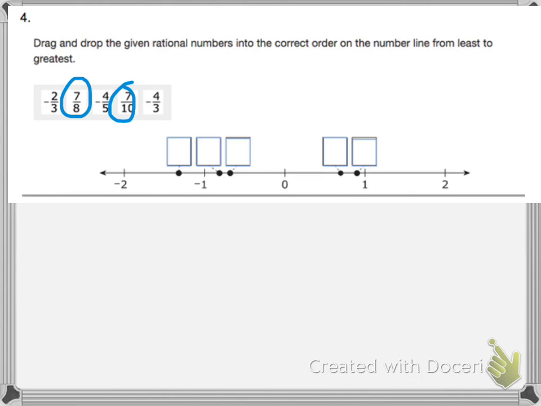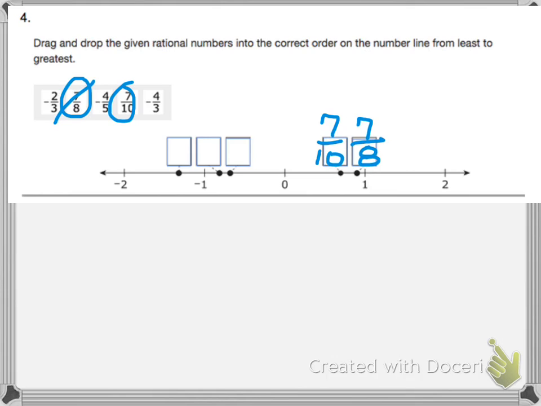You should know, since they have the same numerator, that the one with the smallest denominator is actually the larger number. So 7 eighths would be the one closest to 1, because think about it, 7 out of 8, you only need one more eighth to be one whole. And then I'll cross that one out. And then 7 tenths is just a little bit further away from 1.